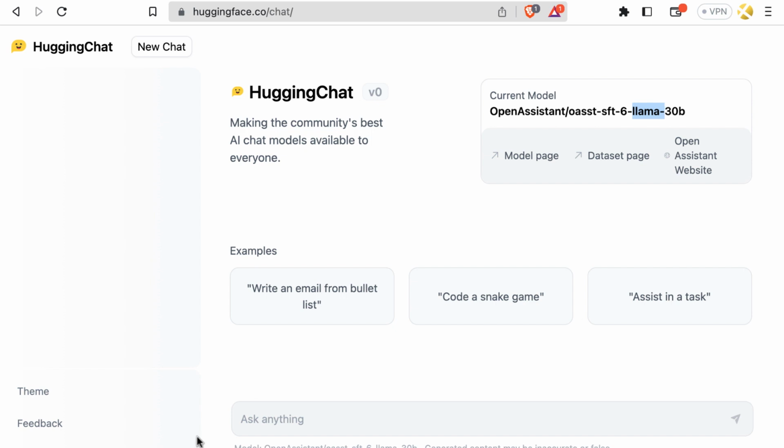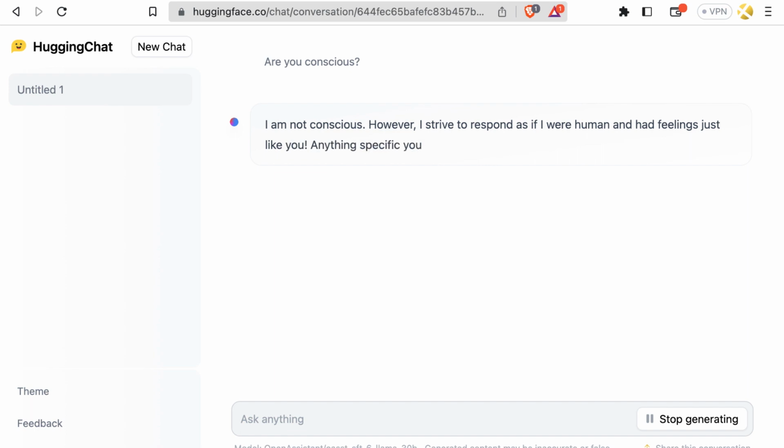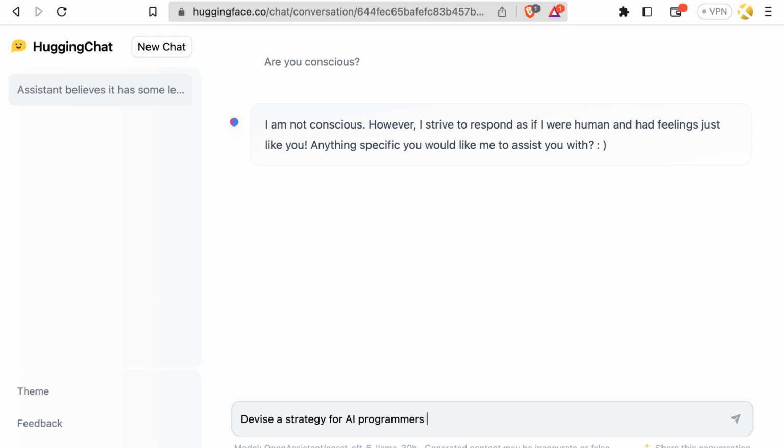Okay, so let's begin by asking something we would all like to ask AI. Are you conscious? I am not conscious. However, I strive to respond as if I were human and had feelings just like you. Anything specific you would like me to assist you with? Okay, so let's devise a strategy for AI programmers to imbue their AIs with consciousness.